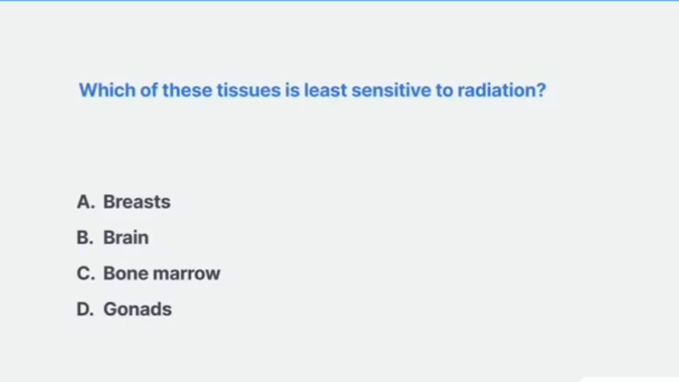Which of these tissues is least sensitive to radiation? Pause the video and see if you can answer this question on your own.